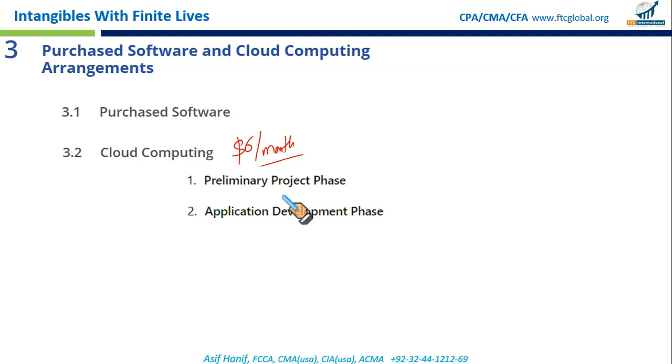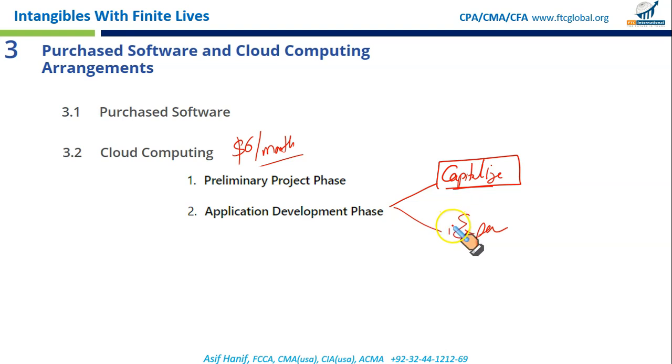Second, the application development phase. In this phase, costs can be treated in two ways. Let me write this down. Those costs that are either added to the cost of the asset, which we call capitalization, and second, those that are expensed. Now, what costs do we capitalize? Costs like software licensing, fees paid to the third-party developer for customization, testing, any specific material used for implementation. All these are capitalized, added to the cost of the asset.